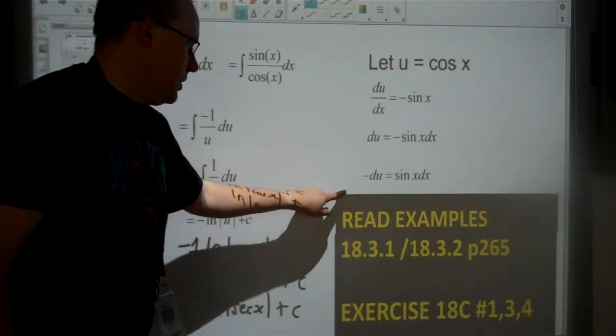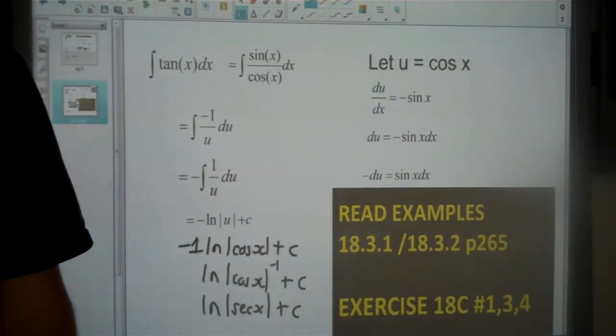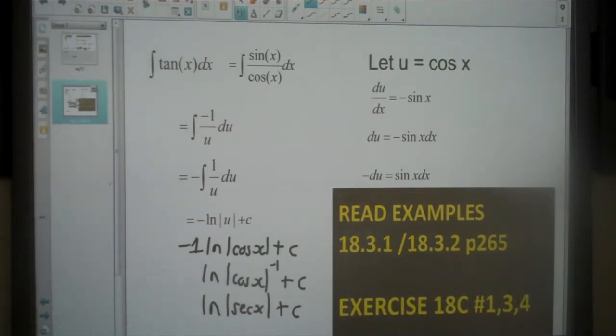Now there's some good examples in the textbook that I'd recommend that you use, and then you should try the questions from 18C, questions 1, 3 and 4.